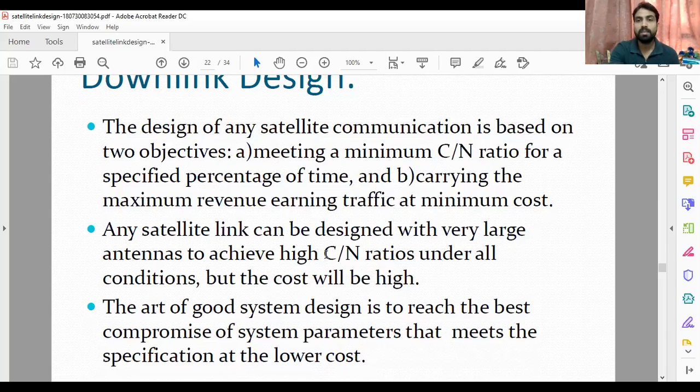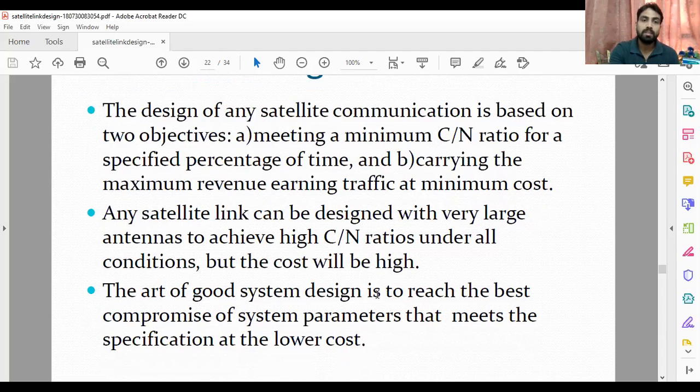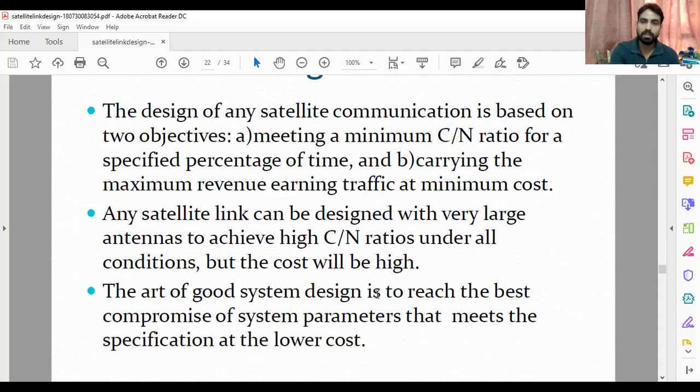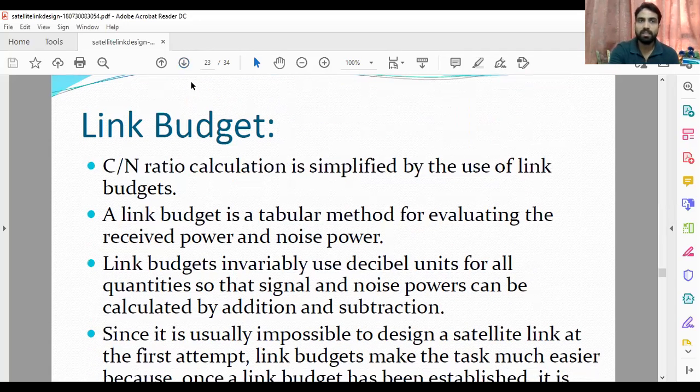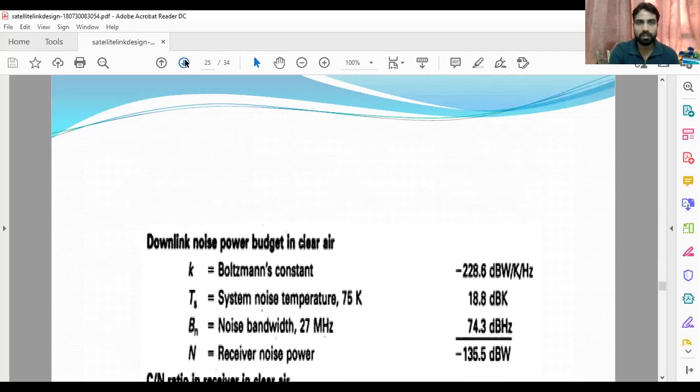Any satellite link can be designed with very large antennas to achieve a high C by N. So this high C by N can easily be achieved, whatever commercial effects there are and whatever power you can achieve. But it will increase the cost. And once the cost is increased, obviously that service is not going to work very nicely. Similarly, the art of a good system design is to reach the best compromise of the system parameters that meets the specification at lower cost. On that basis, we have created this link budget analysis. We have completed this one.